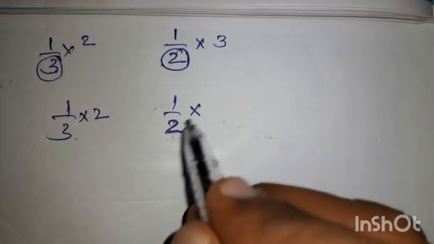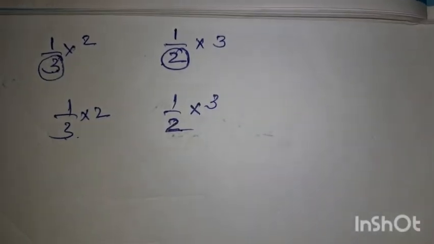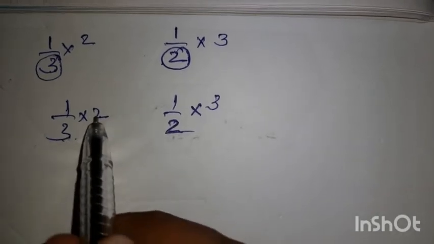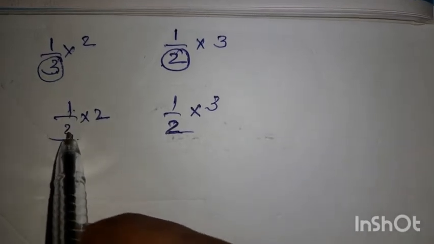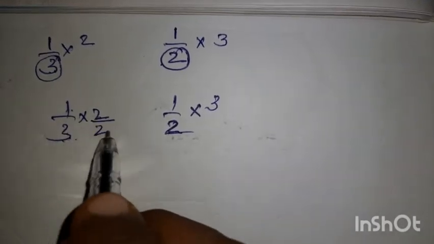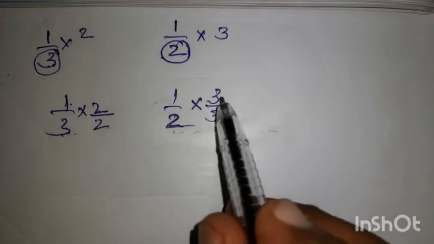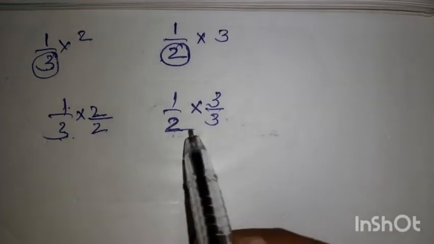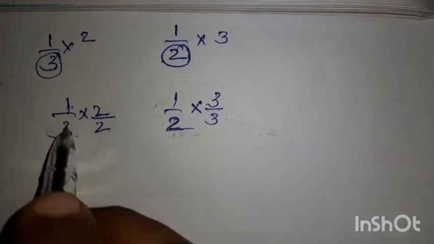And the denominator of 3 should be multiplied with this one. And one more thing: if you multiply by 2, the value is changed. So if you are multiplying the numerator and denominator by 2, and here also, if you are multiplying 3 by 3 with this fraction, there is no change of the value. But if you multiply only 3, the value will be changing.